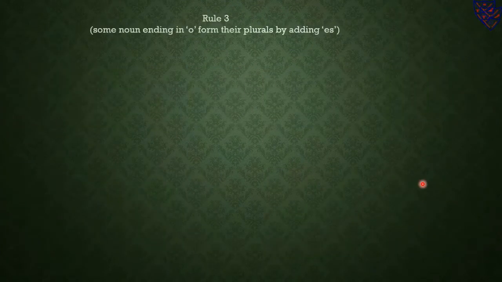Now let's see rule 3. Some nouns ending in o form their plurals by adding es. Let's see some examples. Tomato. Here at last o comes.